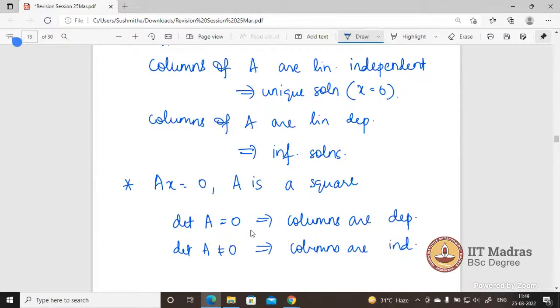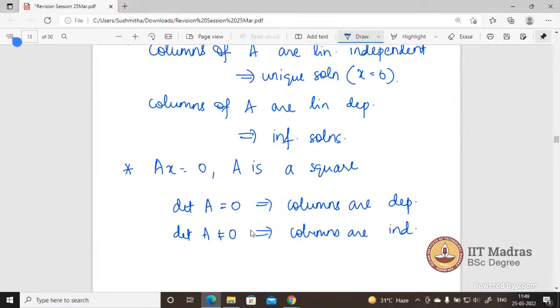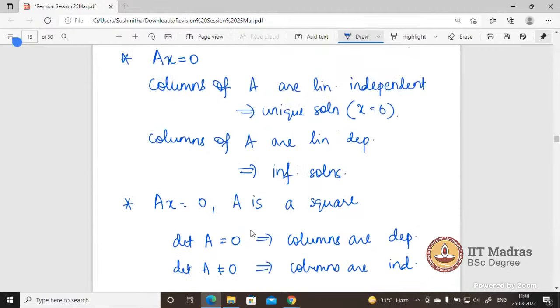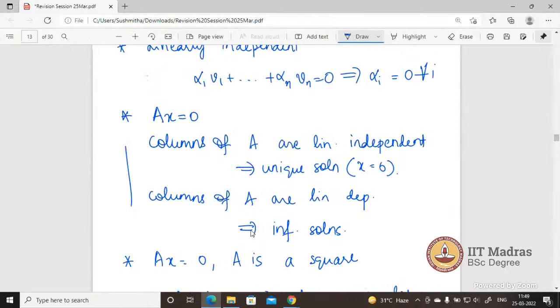So if you are given a set, regarding that pivot, what you were saying: if every column has a pivot, then there is a unique solution, right? And that is linearly independent, right? That happens when the columns are linearly independent.